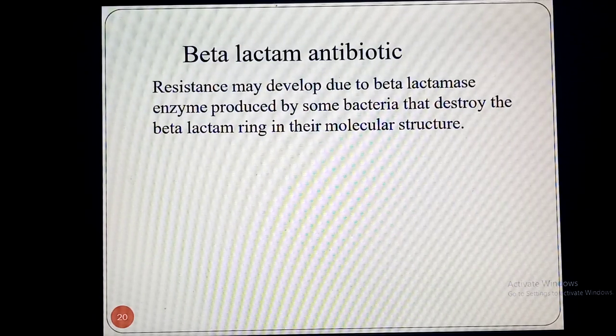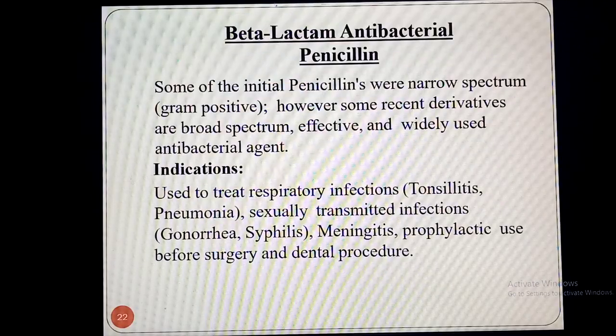After that, we will talk about the beta lactam antibacterials, penicillin. Some of the initial penicillins were narrow spectrum, active against gram positive, however some recent derivatives are broad spectrum, effective and widely used antibacterial agents.